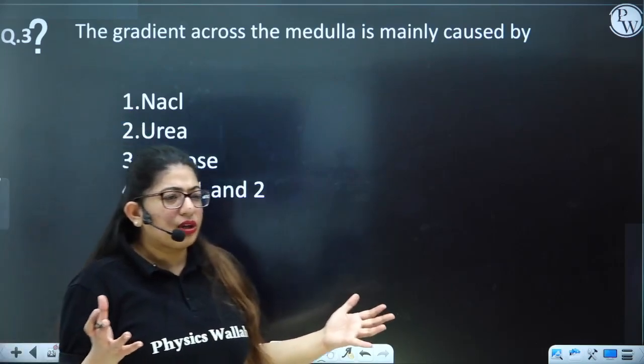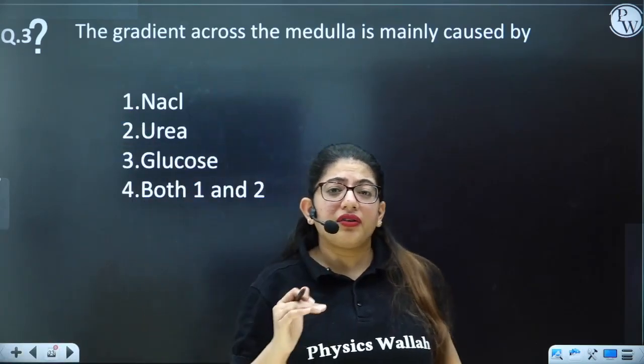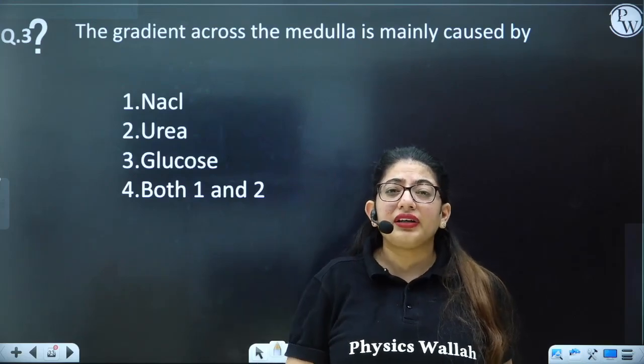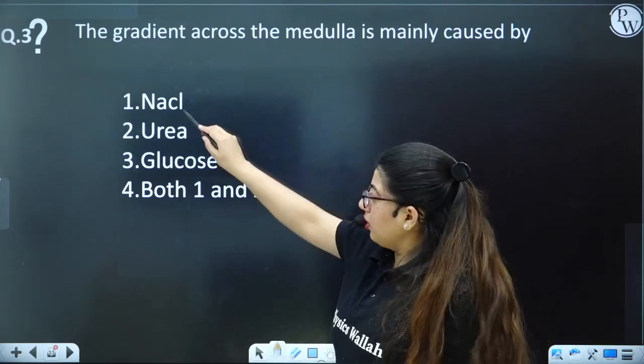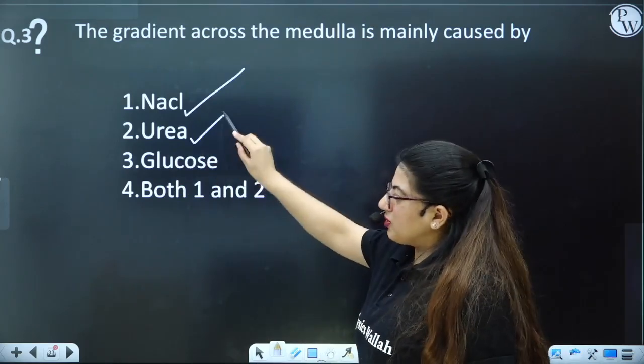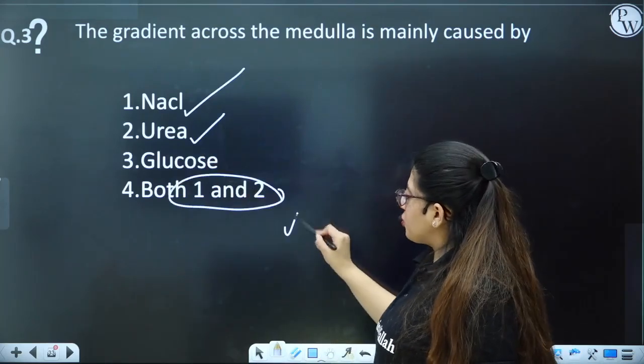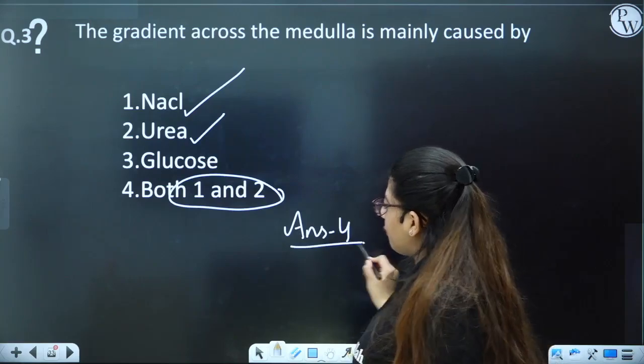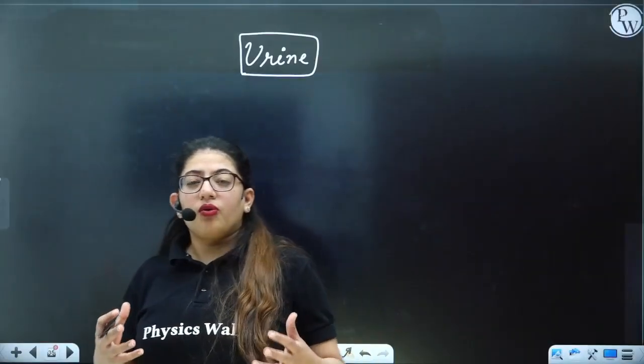You know better now. The gradient, that 300 to 1200, 4 time increase in osmolarity down the medulla, is due to NaCl. If you read the question carefully, you also have urea. So both 1 and 2. Answer 4. So what about urine?